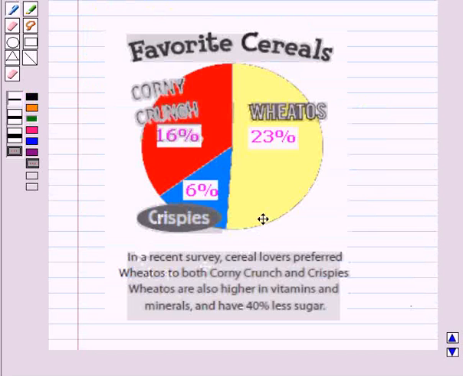Now a reporter published a report based on his survey for favorite cereals. He collected the data and displayed it in a pie chart and published his report. He displayed that 23% like Doritos, 16% like Corn Crunch and 6% like Krispies. He reported that cereal lovers preferred Doritos to both Corn Crunch and Krispies. Doritos are also higher in vitamins and minerals and have 40% less sugar. Now let us evaluate his report.